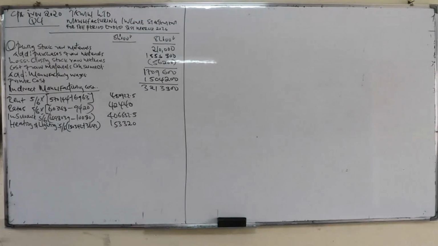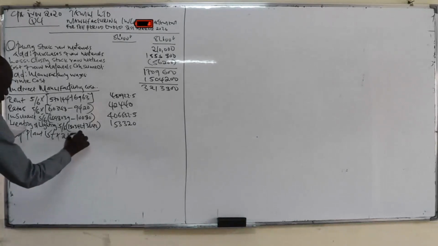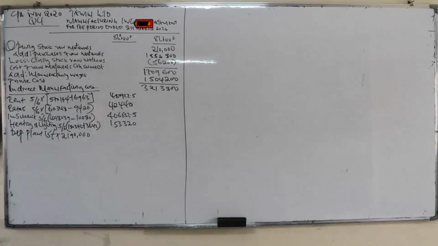So we go to depreciation. So we have depreciation. You have been told plant is a factory expense. Depreciation of plant is a factory expense. Even if you've not been told, depreciation of plant is always a manufacturing overhead. So we have depreciation plant, which is 15% on cost. 15%, the cost of plant is how much? 90,000. Can you be able to see that figure? At the beginning of the question, we have plant and machinery, 90,000. 15% of that one is how much?